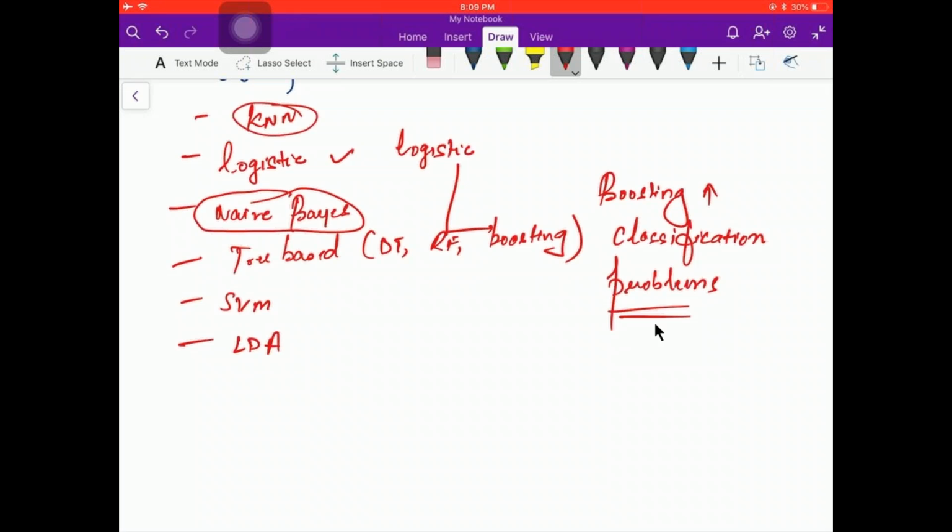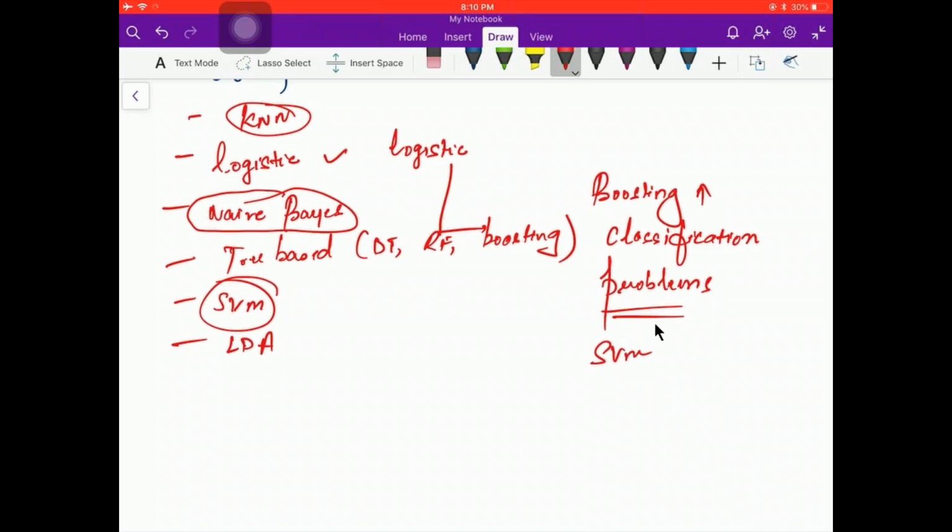Yeah. What about the SVM, support vector machine? SVM also, okay. It's not a bad algorithm, it's not a weak algorithm. It's a very good algorithm, very powerful. It may help you a lot when boosting cannot help. So SVM, you have to always try. SVM always has to be tried once.